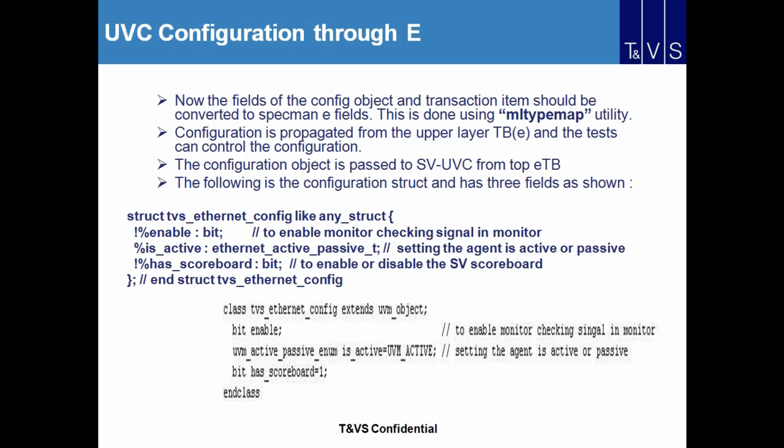So this bottom section, if you can see, is a configuration item in SystemVerilog, which is equivalent to what is here. I have defined a struct TVS Ethernet config like any struct. And all the fields which are configuration fields in the SystemVerilog are mapped here. With this, we will still be able to drive the configuration to the DUT.